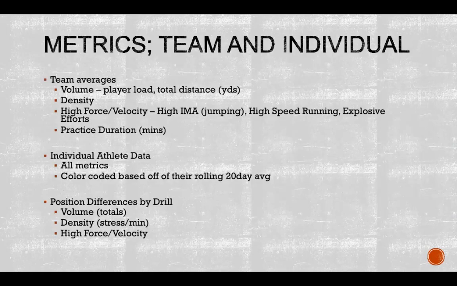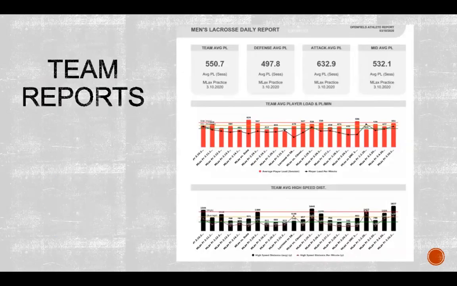So now we're going to delve into the nuts and bolts. For the metrics, we look at team and individual. For the team, we're looking at volume: player load and total distance; the density, which is those metrics broken down per minute; high force velocity metrics, so high IMA, jumping, high speed running, and explosive efforts; and then practice duration. From an individual perspective, we're looking at all those metrics, but they're color coded off of their 20-day rolling average so that we have relative norms. And then positional differences by drills: volume totals, densities for the stress per minute, and high force and velocity.